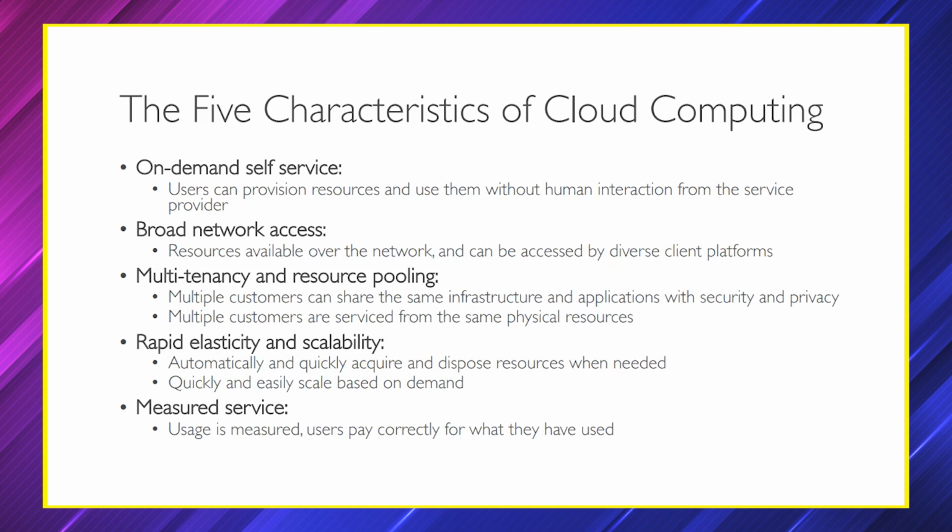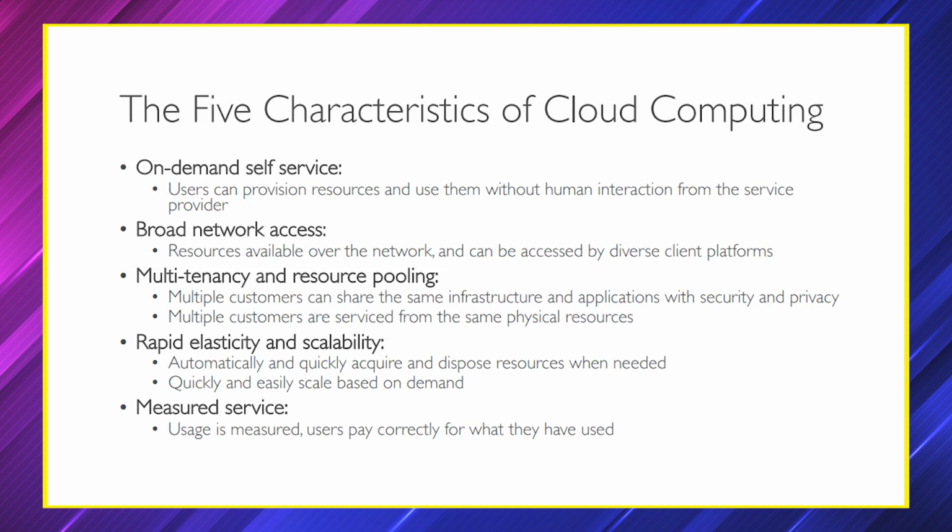Again, the same thing we were talking about, the ride-sharing apps. There could be multiple people traveling with you in the same car, and everyone wants to go to a different destination. So here you can see that multiple customers can share the same infrastructure and application with security and privacy, and multiple customers are serviced from the same physical source. Multiple people are traveling in the same car, so the hardware is the same, and they are going to their own destination, sharing the journey in the same car, and they have their complete privacy.